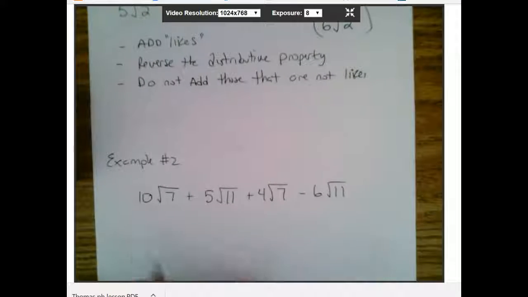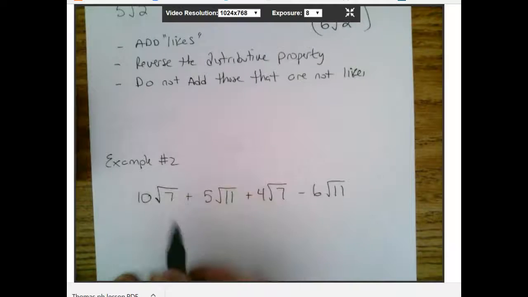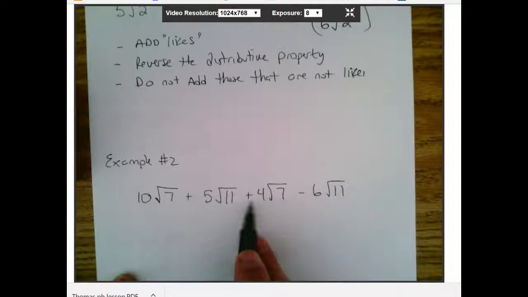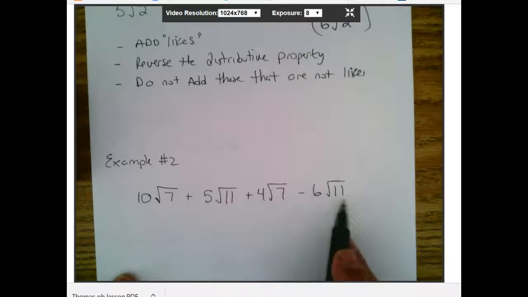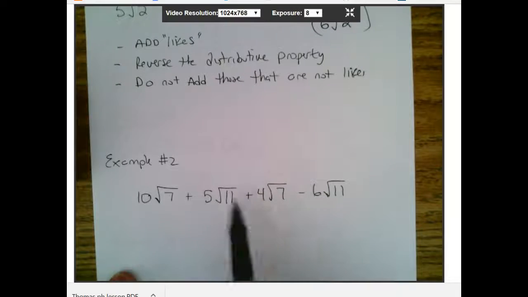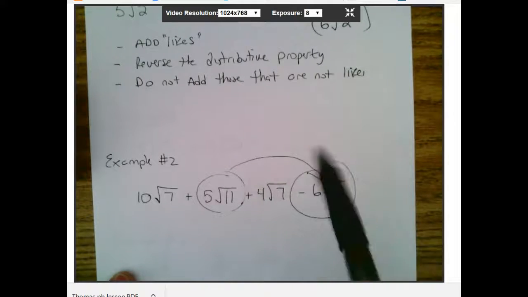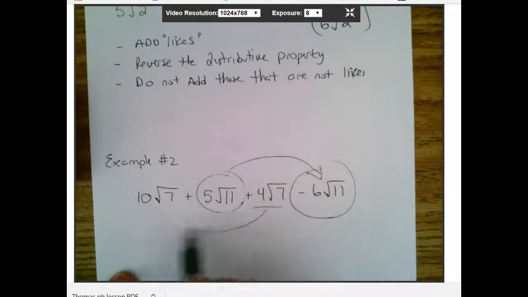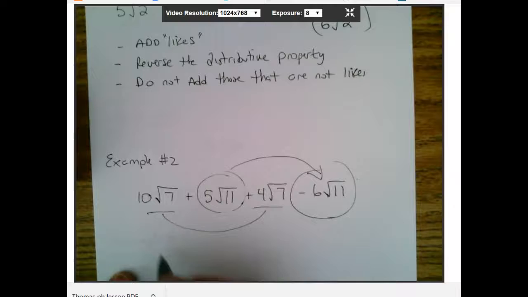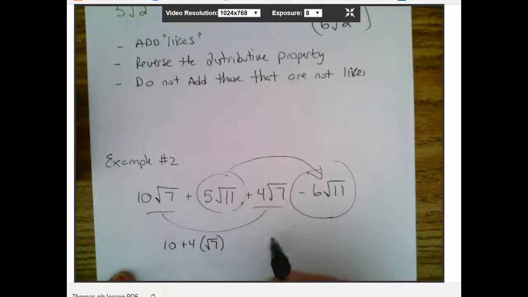Okay, so let's look at another example here, a little bit more complex. One's a little bit different. Here we have 10 square root of 7 plus 5 square root of 11 plus 4 square root of 7 minus 6 square root of 11. So what we're going to do is put these together, and then put these together. Then we're going to do the likes. So we're going to do 10 plus 4 square root of 7, and then we're going to do the other one, 5 plus 5 square root of 11.